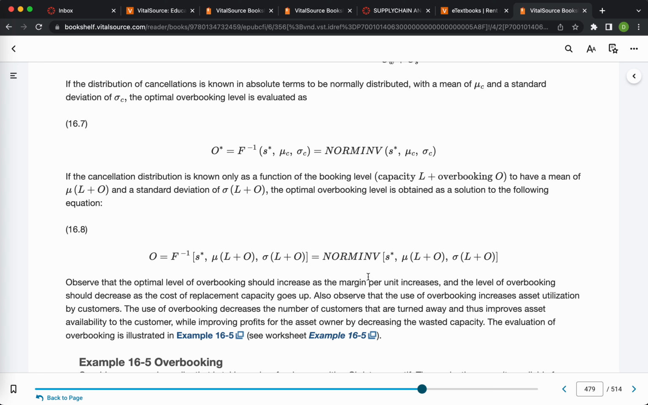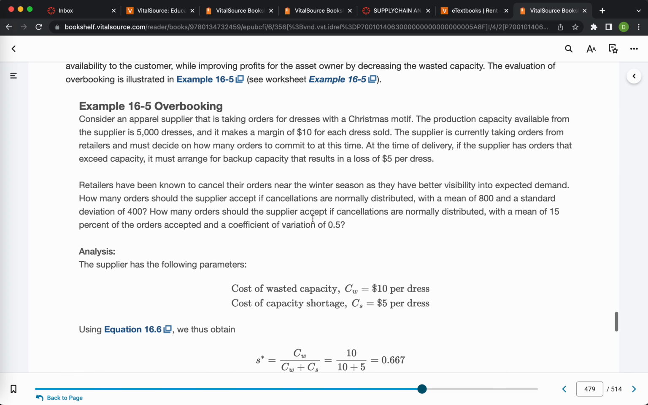But in a lot of these situations, you only know the normal distribution as a function of the overbooking level and the mean and standard deviations. Instead of knowing them directly, you know them as a percentage of something or something like that, right? So let's look at a concrete example, and then we'll talk about what we're talking about here.